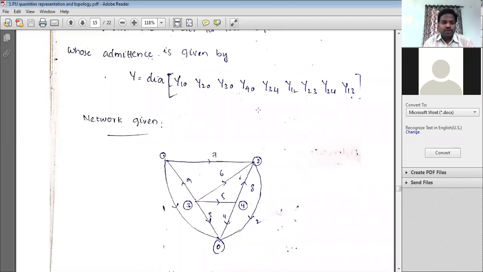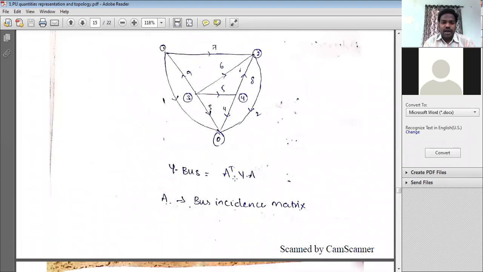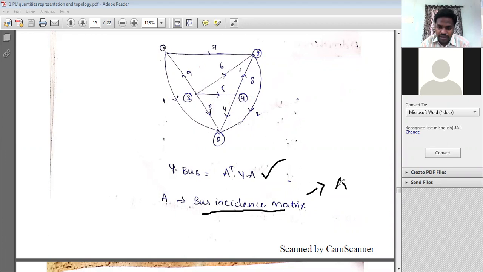Now see here. This is the network given, and already we know that Y-bus is equal to A transpose into Y into A, where A is nothing but the bus incidence matrix. Just now I told you that A is a bus incidence matrix. This can be obtained from A bar. A bar is nothing but the element node incidence matrix, right?